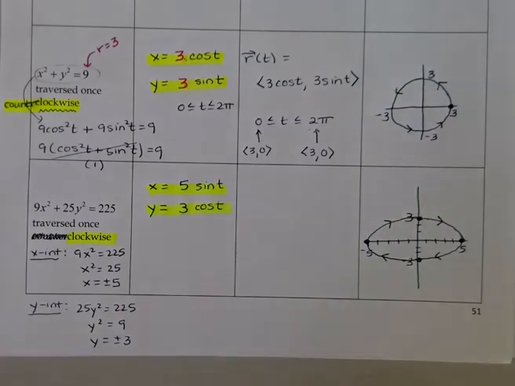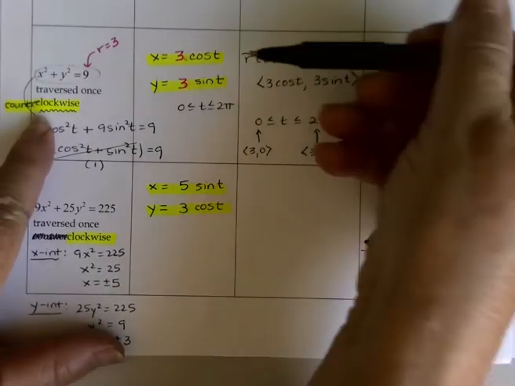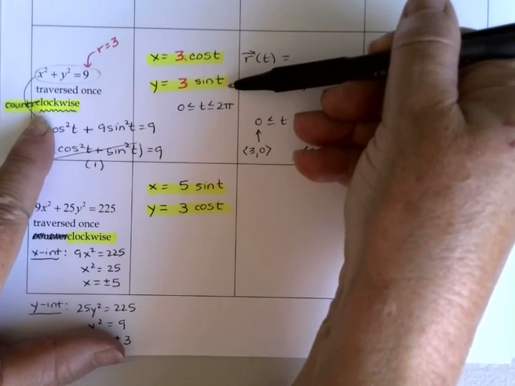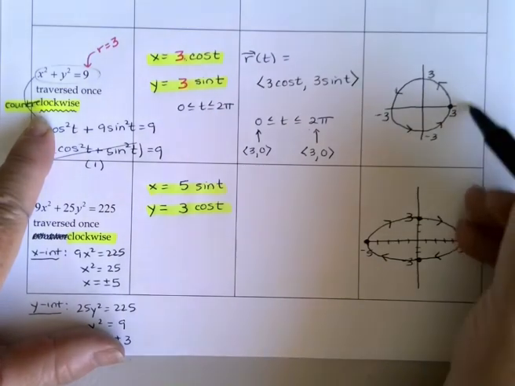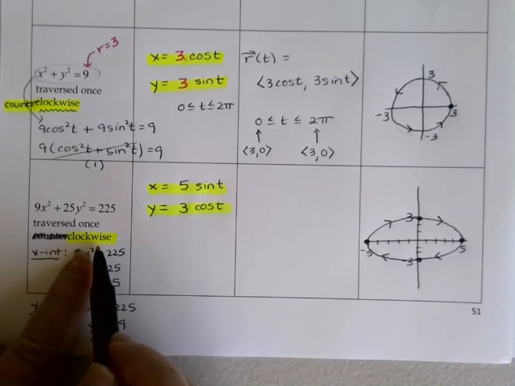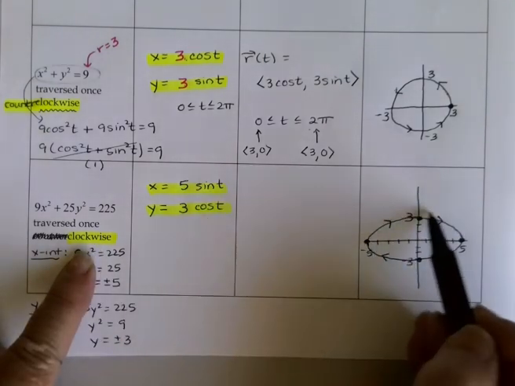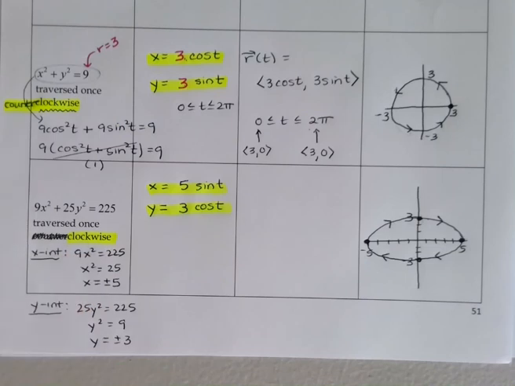So one more time since I messed that up. To go counterclockwise, x is the cosine and y is the sine. It's going to go counterclockwise. To go clockwise, x is the sine and y is the cosine. It's going to take me around clockwise.